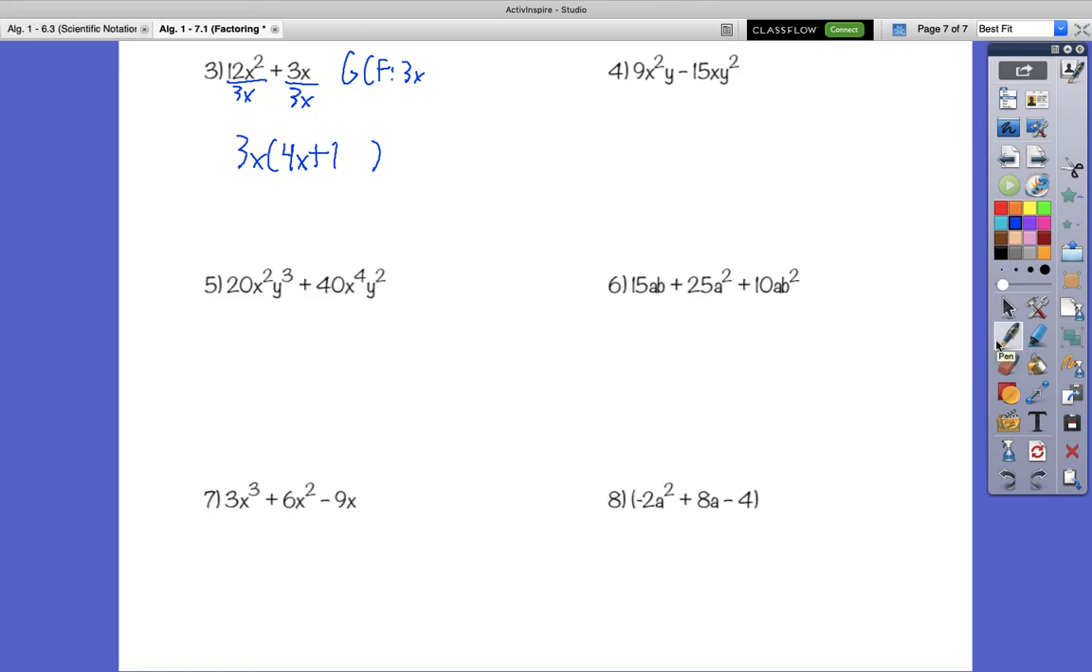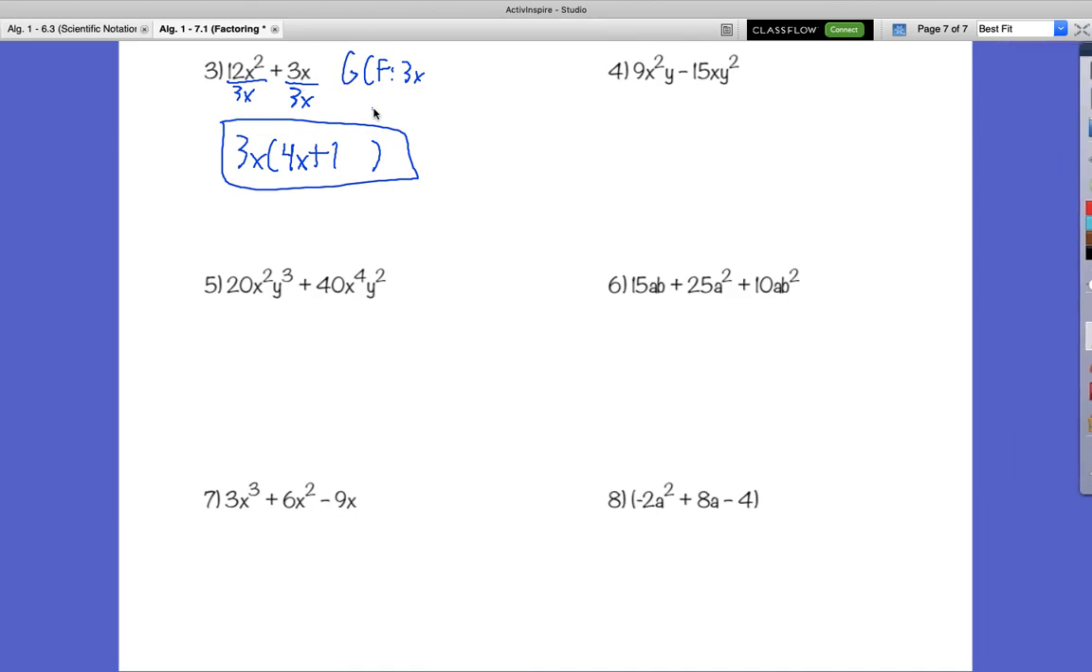So we have 3x times the quantity of 4x plus 1. And we could go back through and distribute this like we just talked about and double check our work. So the only difference between this one and the ones we had before was we also included a variable now. We're just going to slowly bring in some more variables to make it a little more natural for us. Questions on this one?